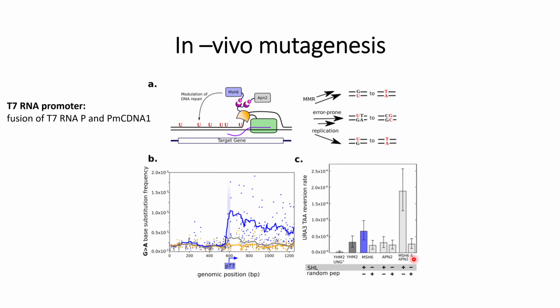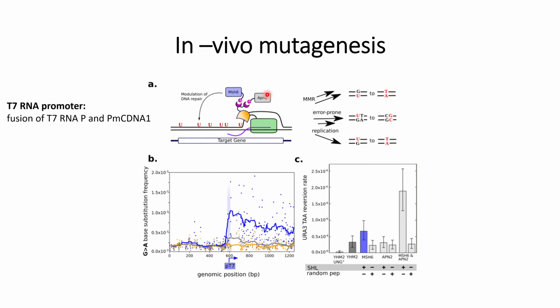In the MSH6 and APN2 cell lines, results are more prominent, and MSH6 and APN2 are related to DNA repair enzymes. So we can see that MSH6 and APN2 promote more mutation when they interact with T7 RNAP and PMCDNA1. So I hope you have understood how this in vivo mutagenesis process works in brief.